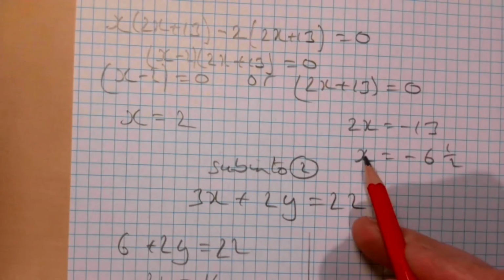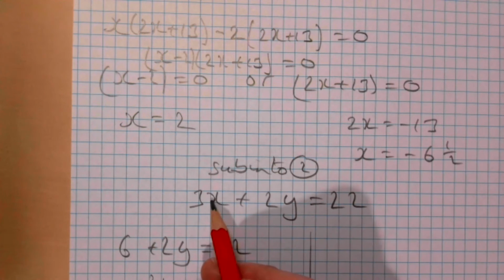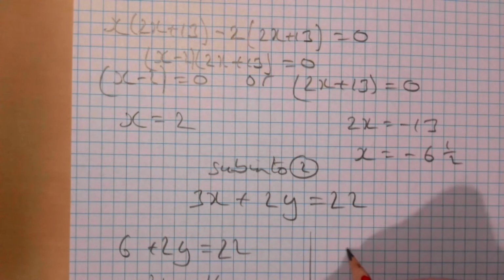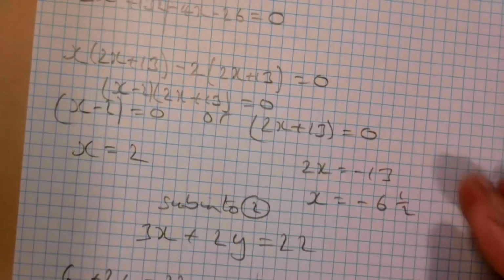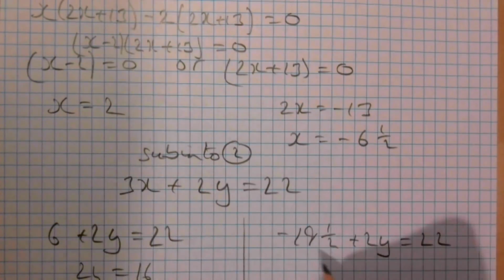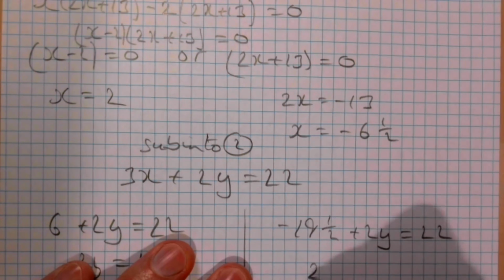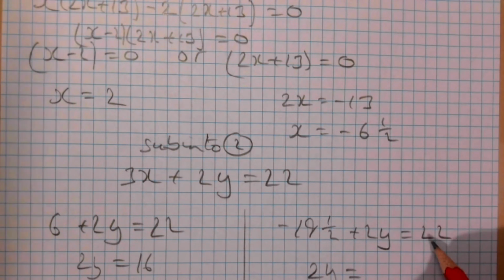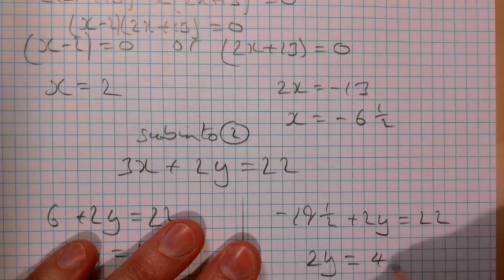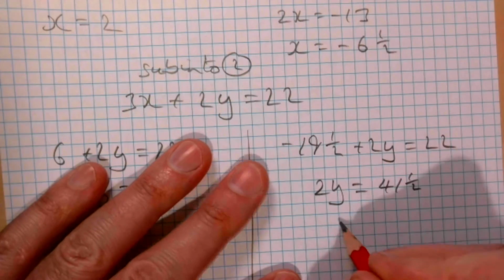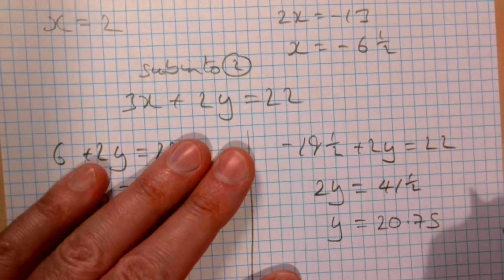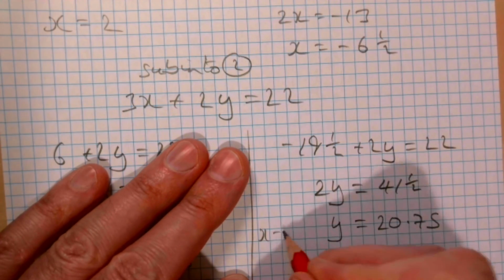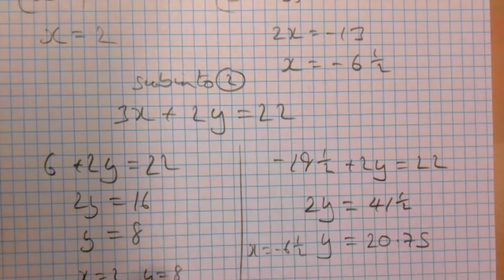The other solution here, if x is minus 6 and a half, 3 times minus 6 and a half, goodness, is going to be what? Minus 19 and a half plus 2y is 22. I really hope I'm getting this one right. It doesn't look that nice, but that's okay. Adding 19 and a half onto both sides gives me 2y. It's almost adding 20, so 42, so 41 and a half. Goodness. And that means y then is going to be 20.75, I think. So that means x is minus 6 and a half and y is 20.75.